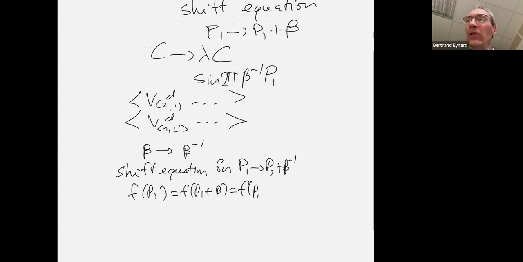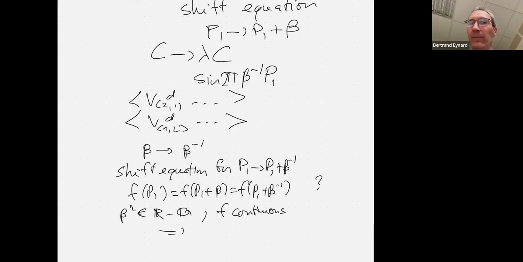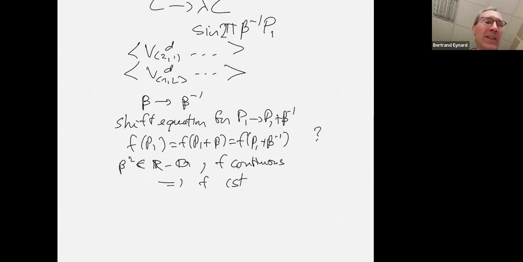And are there many such functions? Well, not many, in fact. So if you assume that beta squared is a real number but not rational, let's say, and if you assume that f is continuous, then f has to be constant. And therefore, under these assumptions, our 3-point structure constant C, P1, P2, P3 is unique, modulo just a constant prefactor, which we could say is unique, really. We don't care about this constant prefactor.